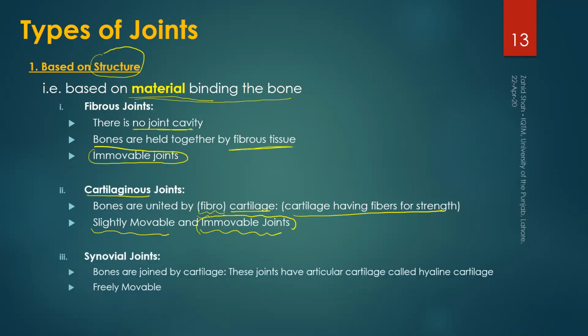And the third type of joints, with respect to structure, are synovial joints. Bones are joined by cartilage here, but here the cartilage is hyaline cartilage. These joints have hyaline cartilage, and these are freely movable joints. So fibrous joints are immovable, cartilaginous can be slightly movable or immovable, and synovial joints are freely movable.